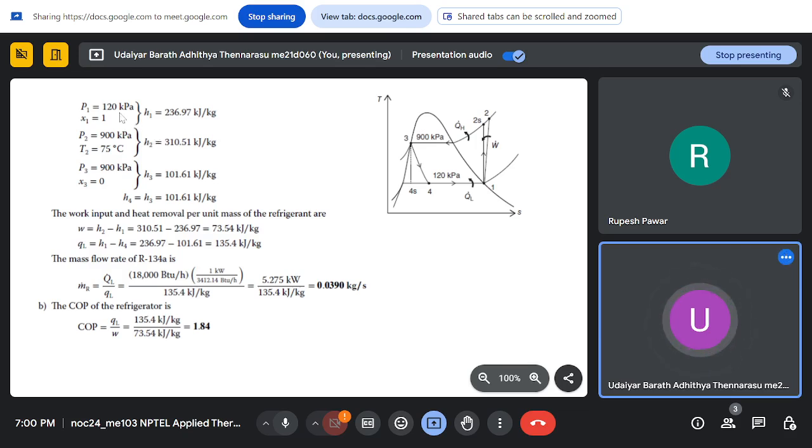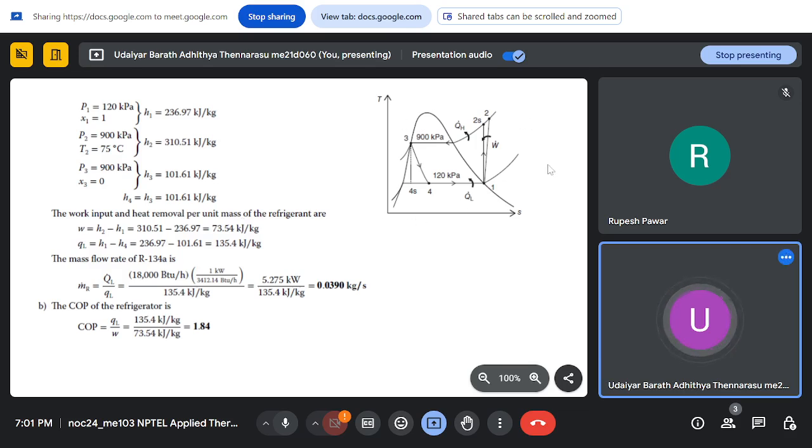So h1, from the p-h chart, we can find out as 236.97 kilojoule per kg, and similarly state 2 will come out to be 310.51 kilojoule per kg. We just have to locate this point for pressure and temperature in the p-h chart, and we get the enthalpy. And similarly state 3 will be saturated liquid at 900 kilopascal, and that will be equal to h4. So h3 is equal to h4 in the first case because you have an expansion valve there, and that enthalpy is 101.61 kilojoule per kg.